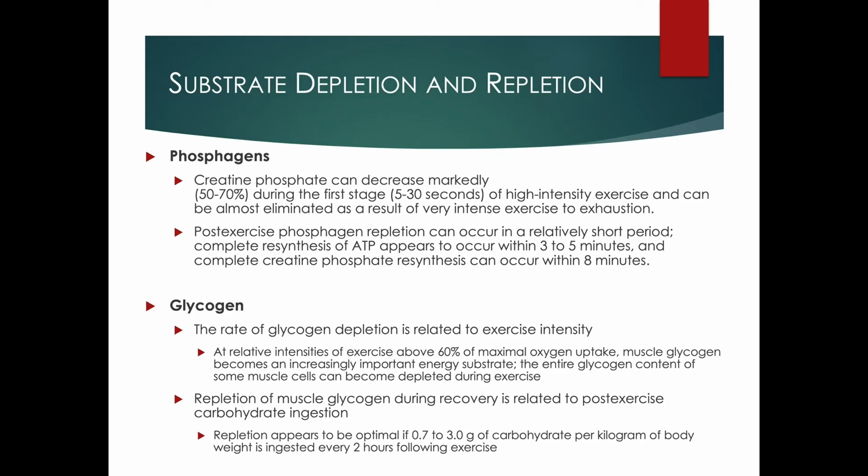You have depletion and then repletion. So phosphagen, creatine phosphate, decreases markedly within the start of exercise. It says within the first stage, 5 to 30 seconds of high intensity, almost all of your creatine phosphate will be depleted. However, a good thing is it can be repleted relatively quickly. It says complete resynthesis of ATP appears to occur within 3 to 5 minutes and complete creatine within 8 minutes. Now, most places will even say within about 5 minutes you start to see creatine phosphate fully repleted as well.